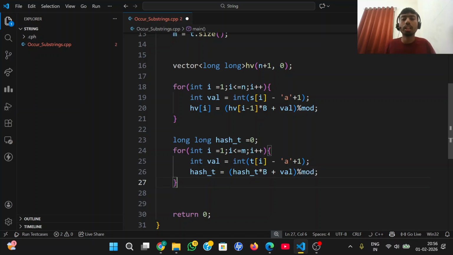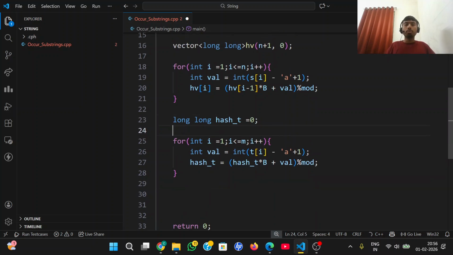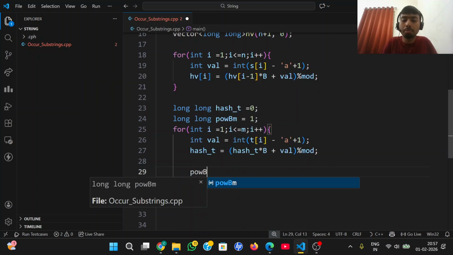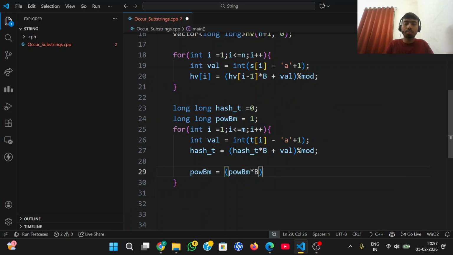Okay, now we got the hash value of t. One more thing I have to find here is the power of b, and the power is going to be the size of the substring, which is m. Initially it is 1. I will calculate that power here to avoid an unnecessary for loop, multiply by b, m times, taking mod.